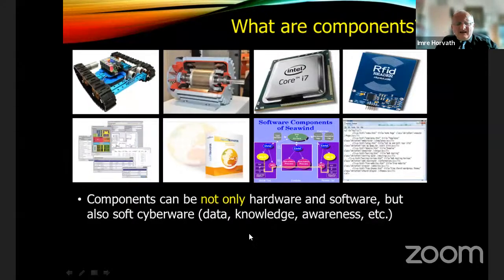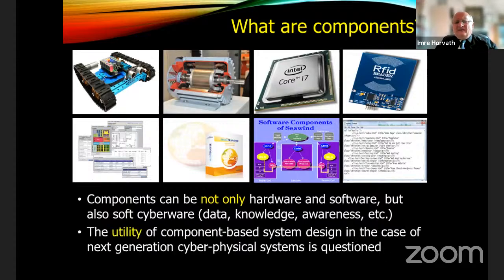So this is what I mentioned here, but at this very moment, for instance, the top cyberware component management, which includes data chunking, knowledge chunking, awareness representations, and so on, is not really advanced. What I intended to tell you related to the component interpretation is that the utility of component-based system design in the case of next generation cyber physical systems is questioned.